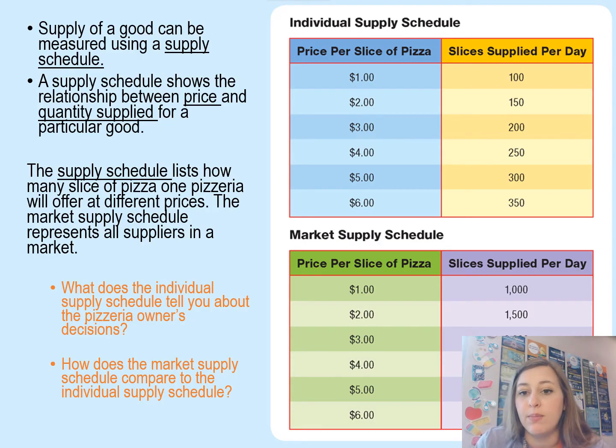So supply of a good can be measured using a supply schedule. And the supply schedule is going to show the relationship between price and quantity supplied. So these supply schedules list how many slices of pizza one pizzeria can offer at different prices. So I've been picking on Spicy Pie. At $1 a slice, Spicy Pie is willing to supply 100 slices. At $2, 150, right? So we see that law of supply in action. As price goes up, so does Spicy Pie's willingness to supply that good. The market supply schedule then reflects that same phenomenon, but includes all of the pizzerias in the market. So that could be the FM area, that could be the Midwest, that could be as big as the country.